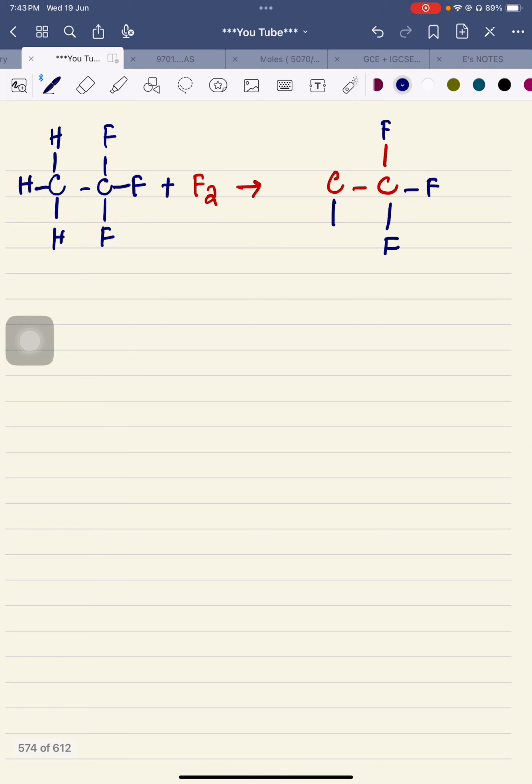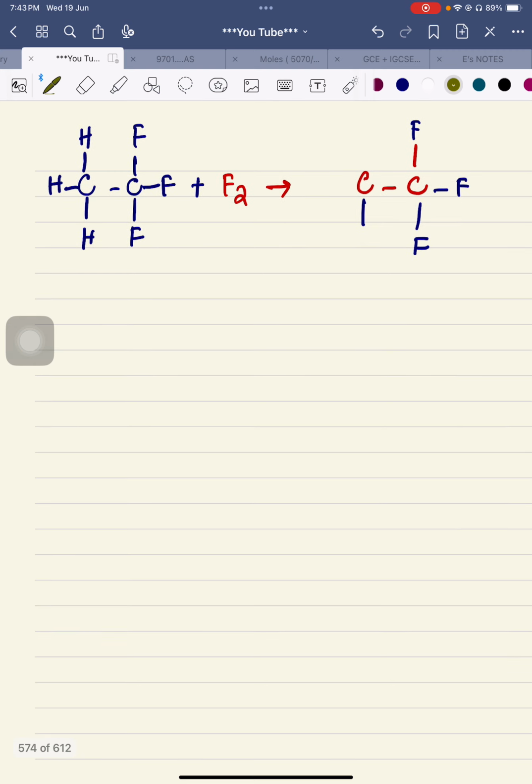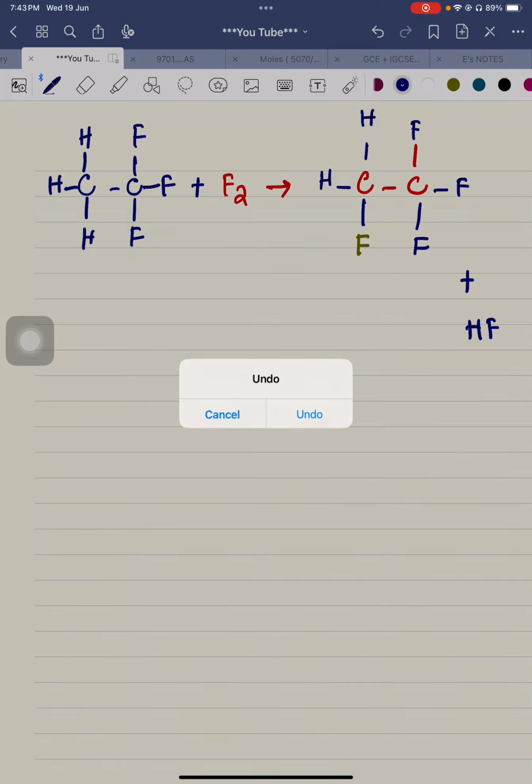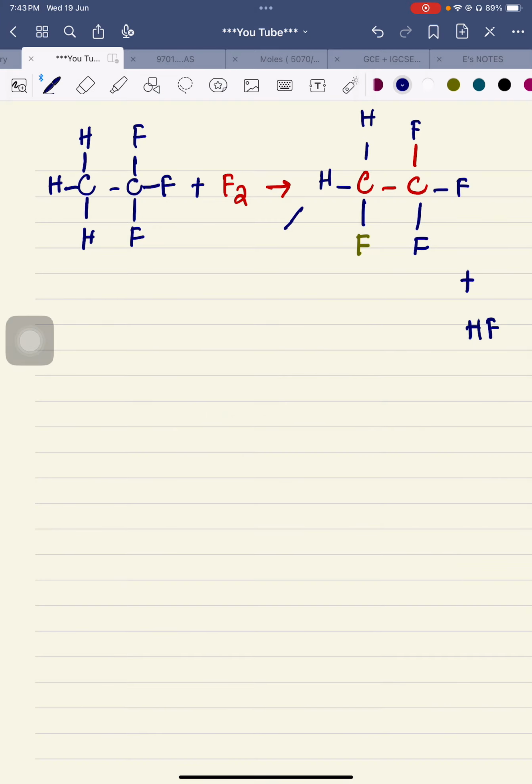Right now I'm going to write it with another color so that you people may have a clear idea. So this is this F now, and the H's will remain there. Along with this, what is the other product? This is again the HF. What is the name of this product?